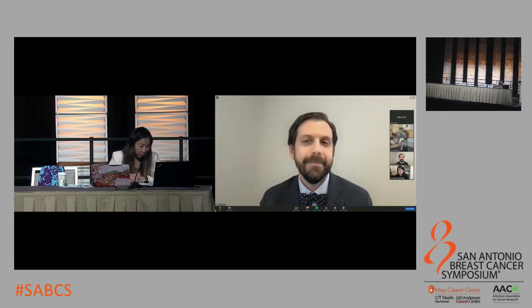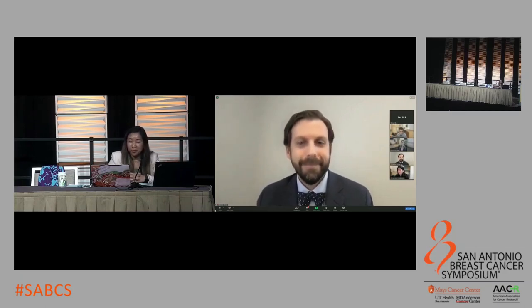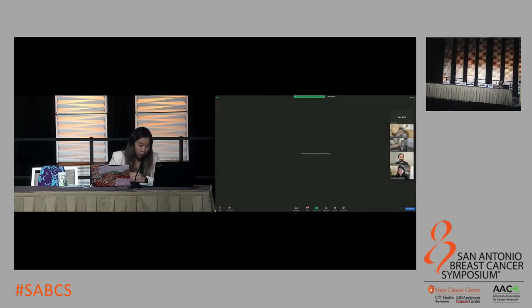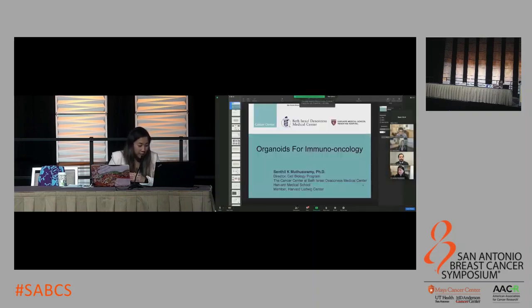The third speaker is Senthil Muthuswamy. He works in the Beth Israel Deaconess Medical Center, and he's the guru of all these organoids that we're very excited to hear about. So Senthil's going to give us a talk on trickling T cells into action using patient-derived organoids to identify and expand tumor-specific T cells. Senthil, please.